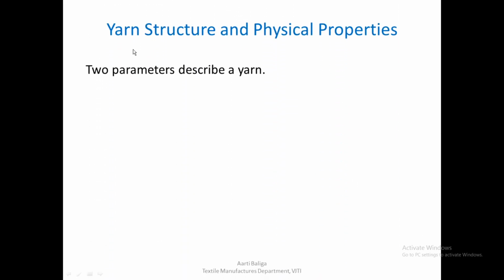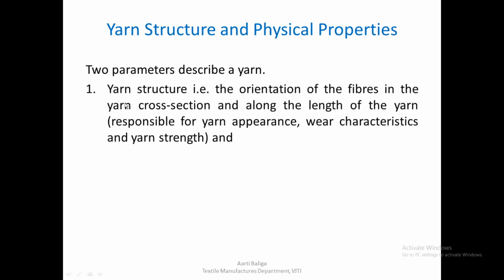So let us come to the next topic of discussion, yarn structure and physical properties. There are two basic parameters that describe a yarn. One is the yarn structure, that is the orientation of the fibers in the yarn cross section and along the length of the yarn. Both will be responsible for certain properties that we might see in the yarn. One of them is yarn appearance. Then the second would be wear characteristics and yarn strength. All these three properties of the yarn would get affected by the orientation of the fiber along the length.